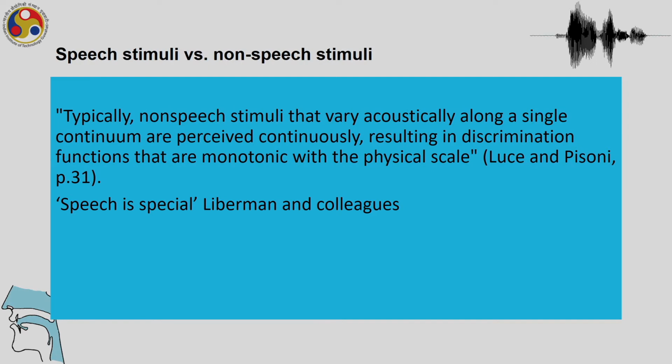So categorical perception is important because it has been shown that typically non-speech stimuli vary acoustically along a single continuum and are perceived continuously, resulting in discrimination functions that are monotonic with a physical scale. However, as Lieberman and colleagues had shown, speech is special. A lot of research has ensued in perception research and has shown that speech perception can also be continuous. However, this lecture does not cover the greater details of the perception research.